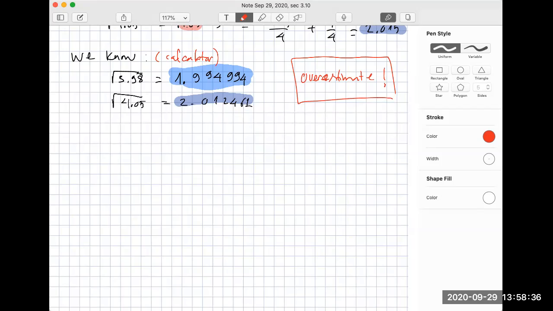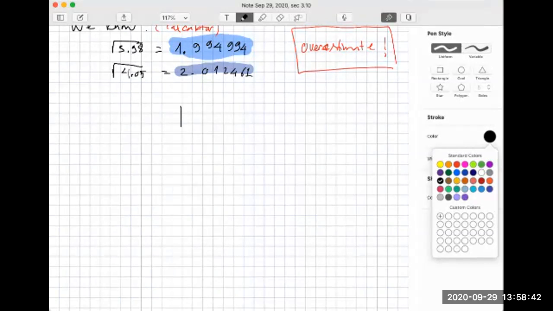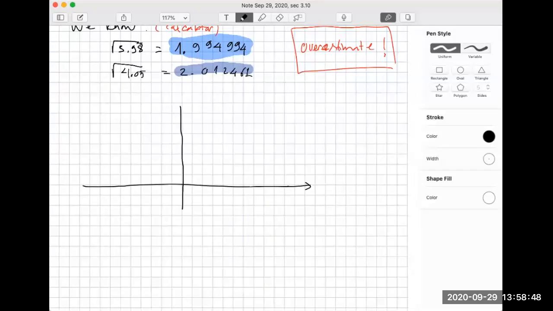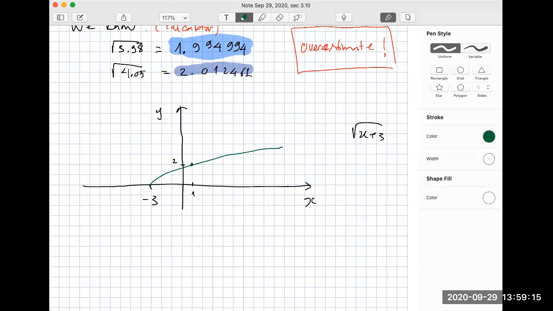So if you go online or use Desmos, something like that, we can make a graph of this equation. This curve, we see that at -3, the function x plus 3 is 0, right? At 1, it would be 2. So it goes through these points. And the domain is from -3 to infinity, okay?